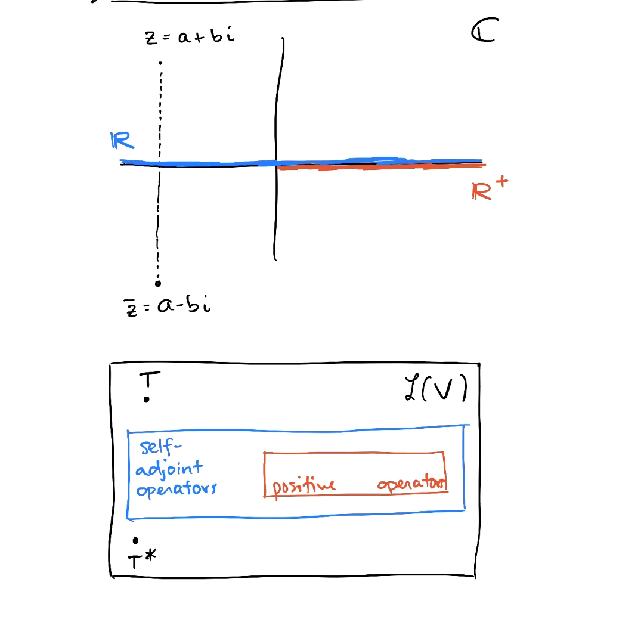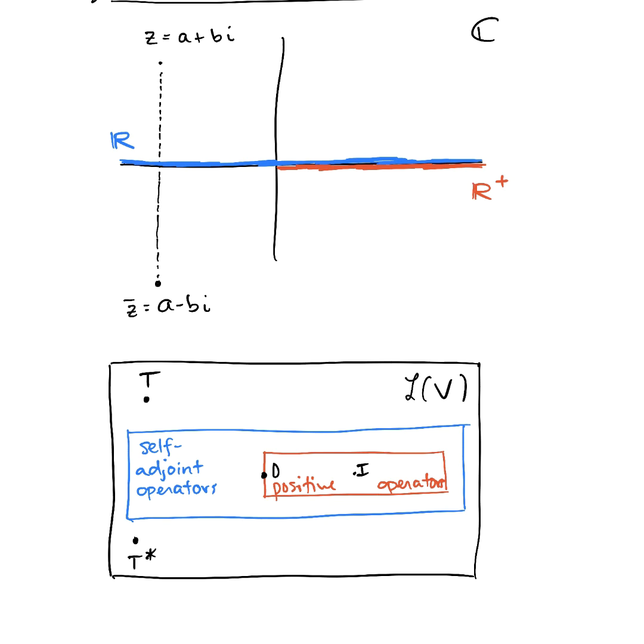Okay, and you guys actually know examples of operators that live in that red box. Well, there's this operator, it's kind of silly. The zero operator lives in the red box, and the identity operator lives in the red box. There's a few things that live in the red box. Okay.